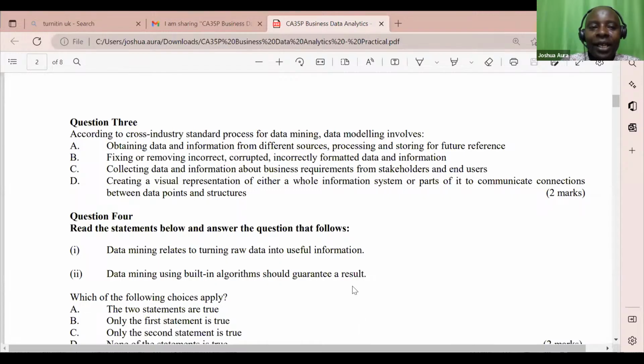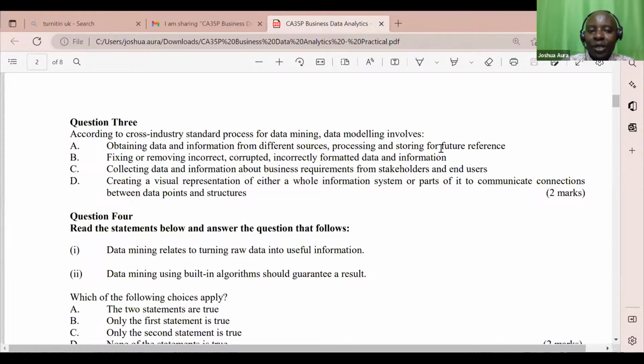A, obtaining data and information from different sources, processing and storing for future reference. Really, it can't be. When you're modeling, a good thing to think about is regression analysis. If you remember from your management accounting, you could draw a scatter diagram, see the patterns, and come up with a regression line using the line of best fit, trying to establish relationships for purposes of prediction. So the correct answer, ladies and gentlemen, is D.